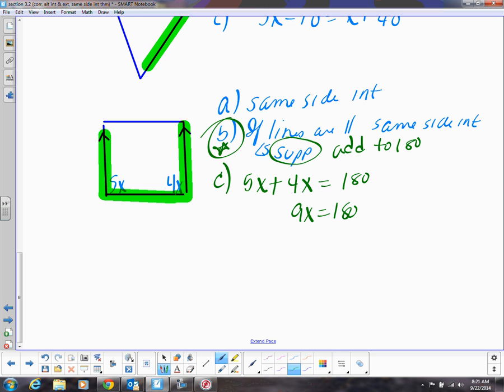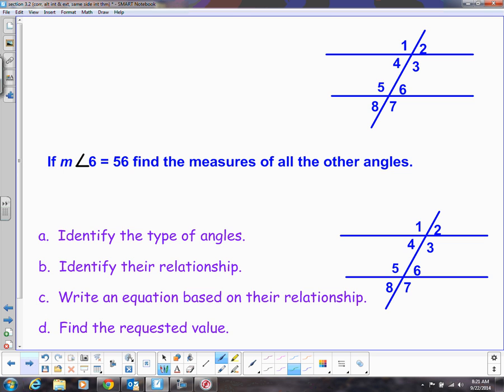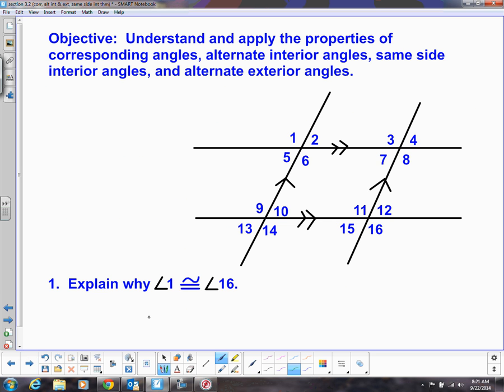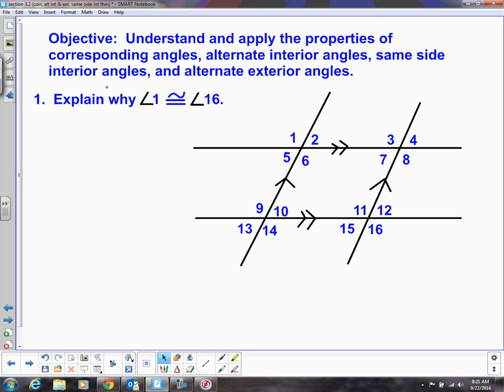All right, so over the weekend, the two angles I gave you formed a letter. Today, you're going to have to work for that relationship, but it's using the same 6 things that your quiz is on. So this is the deal. You're going to have to explain why angle 1 is congruent to angle 16.